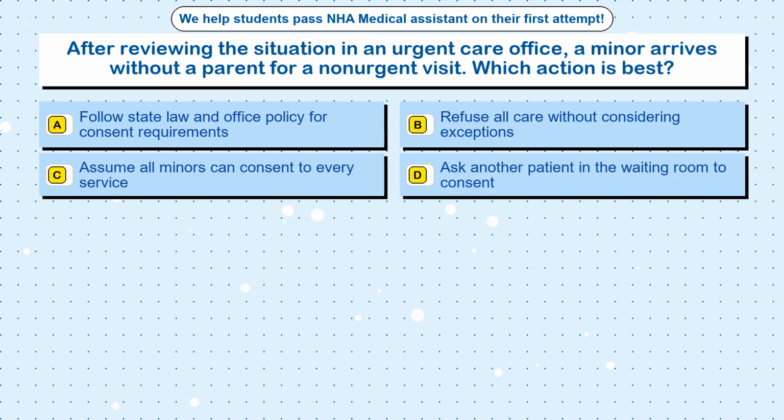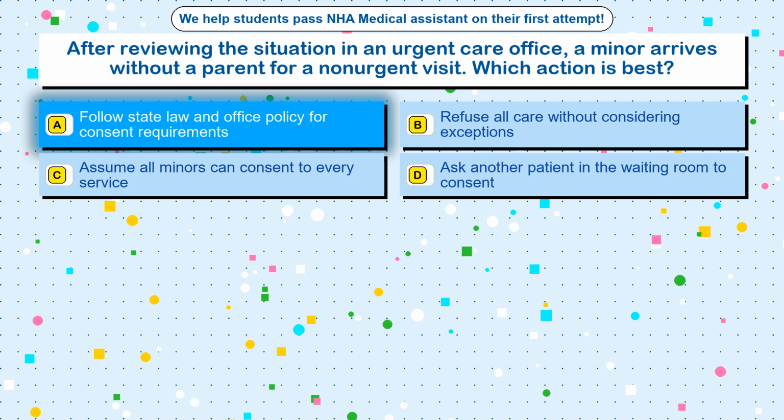Question 4. After reviewing the situation in an urgent care office, a minor arrives without a parent for a non-urgent visit. Which action is best? Option A. Follow state law and office policy for consent requirements. Option B. Refuse all care without considering exceptions. Option C. Assume all minors can consent to every service. Option D. Ask another patient in the waiting room to consent. The correct answer is option A.